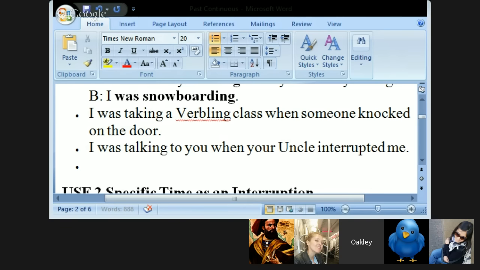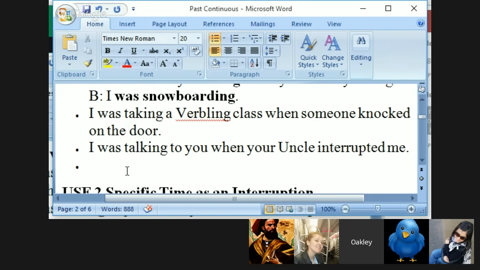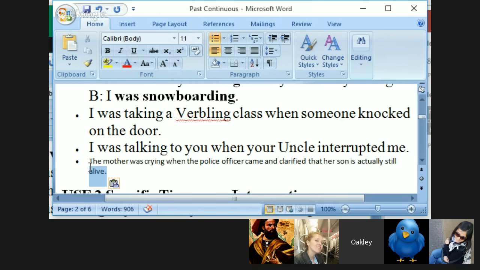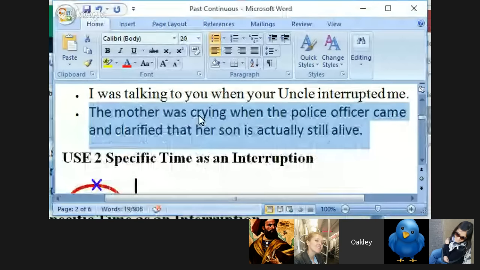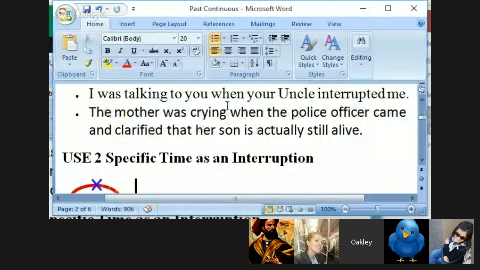Let me see if I can move Nader's sentence over here to the share board. Let's see, a little copy paste action. Okay, here we go. The mother was crying. All right, so far so good. When the police officer came and clarified that her son is actually still alive. My goodness, where did you get this? From the news or something? Okay. All right. This is interesting. Right out of your head, huh? Okay. Wow. Very creative.